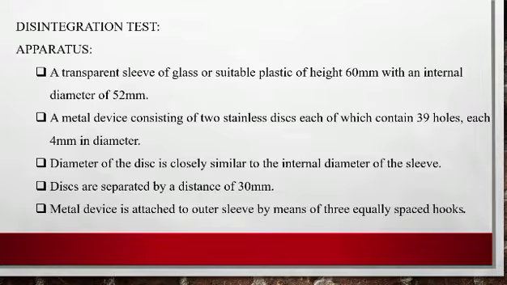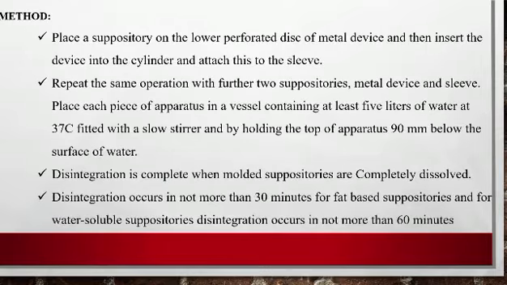The diameter of the disc is similar to the internal diameter of the sleeve. The discs are separated by a distance of up to 30 millimeter. Usually the metal device is attached to 3 equally spaced hooks. This is the disintegration test apparatus.